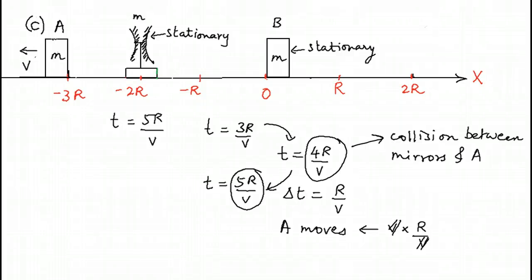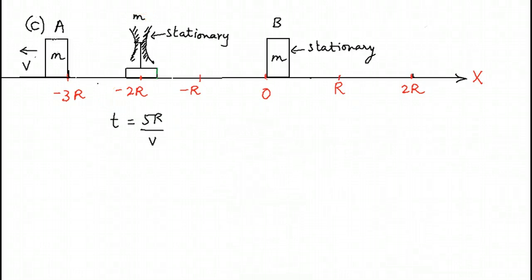Now you may be worried that the collision between the mirrors and block A took place at this point, and we had called this point x is equal to minus 2r, but we need not worry because we are assuming here that the breadth of the mirror system is quite small, so you could as well call this point minus 2r, it doesn't matter. And so we once again have to find the locations of the two images. So as usual, we start with A.